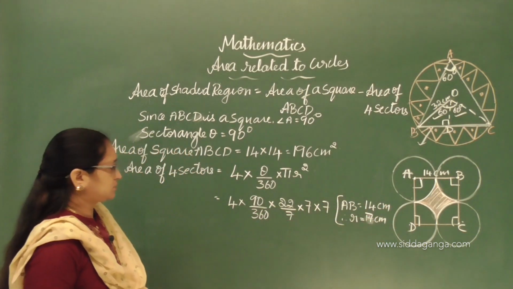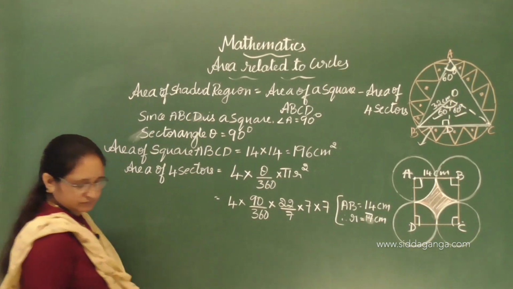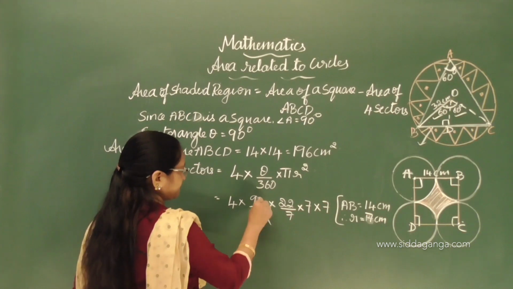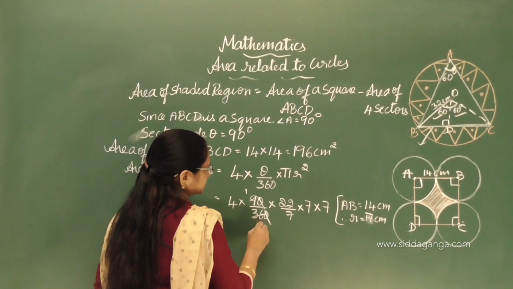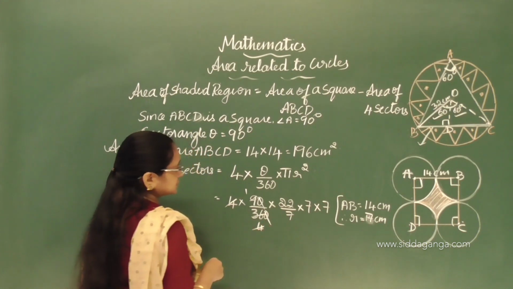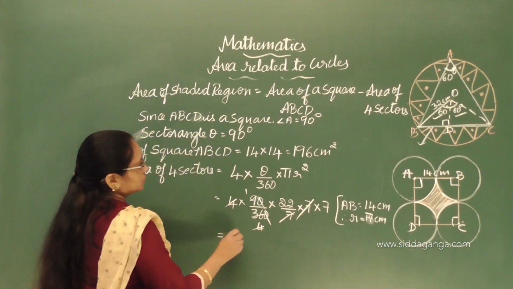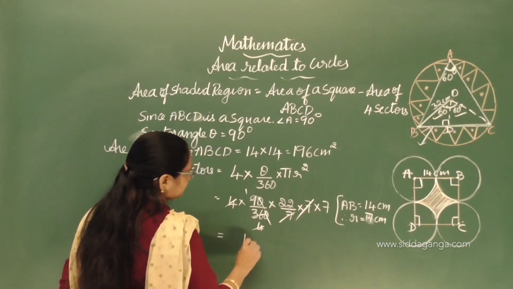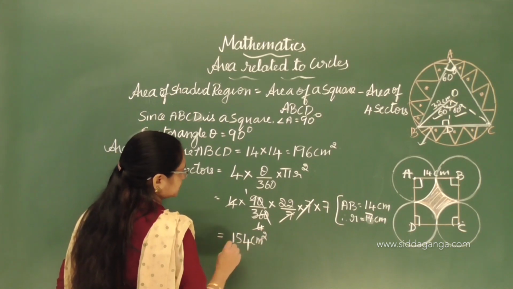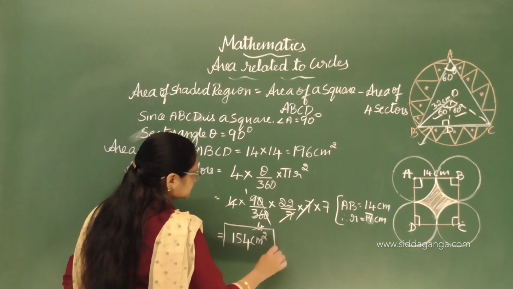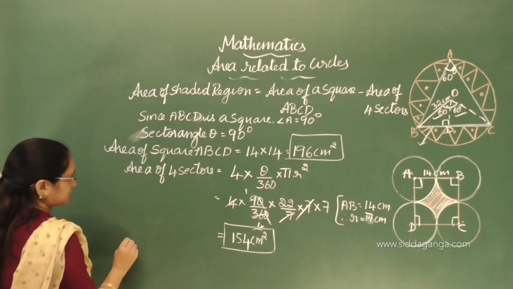Now simplify this. 4 and 4 cancel, 7 and 7 get cancelled. What remains here? 7 twos are 14, so 154 centimeter square. So we got this, and also we got 196 centimeter square.